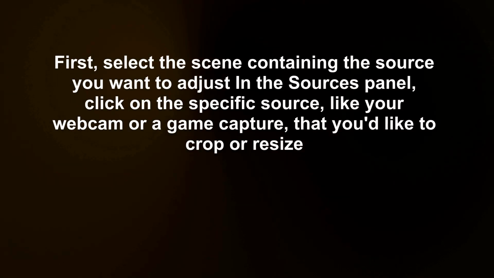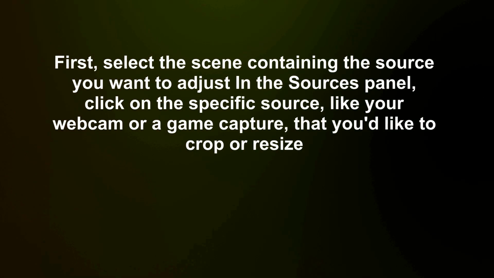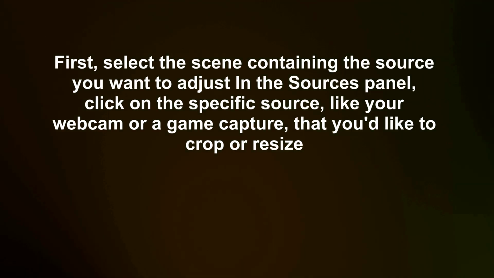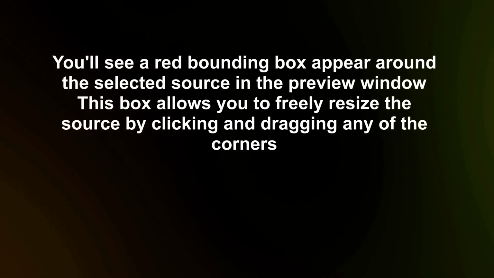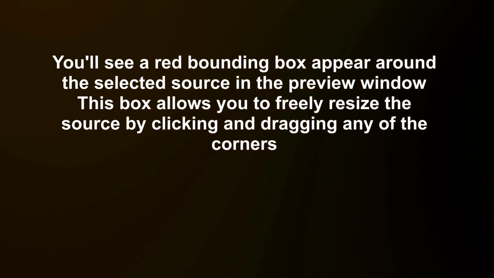First, select the scene containing the source you want to adjust in the Sources panel. Click on the specific source, like your webcam or a game capture, that you'd like to crop or resize. You'll see a red bounding box appear around the selected source in the preview window. This box allows you to freely resize the source by clicking and dragging any of the corners.